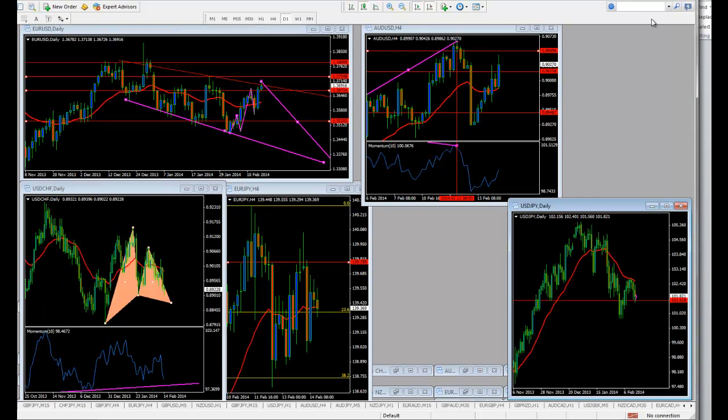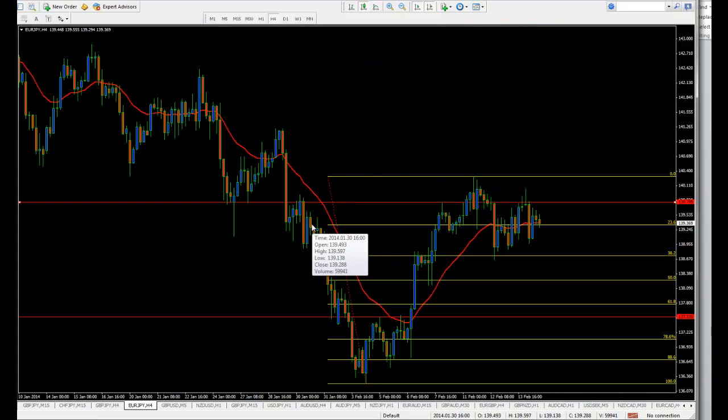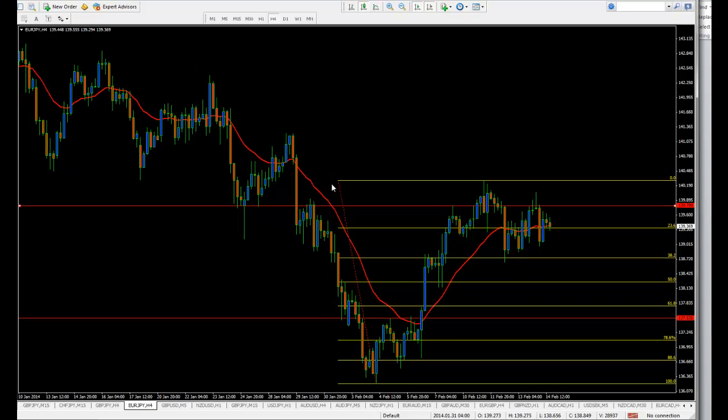What I am interested in is how that influences the euro yen, because if the euro USD is looking for a drop and the US yen has a drop out the gate, but the euro USD might move up out the gate, then that gives us an interesting scenario here. Let's drop down to the hourly on the euro yen.